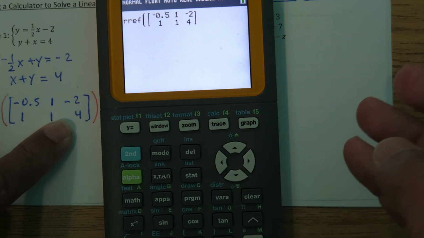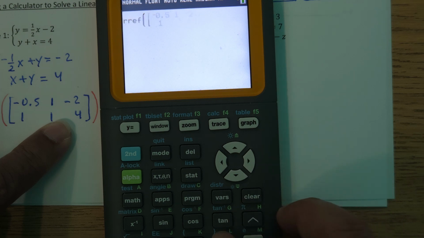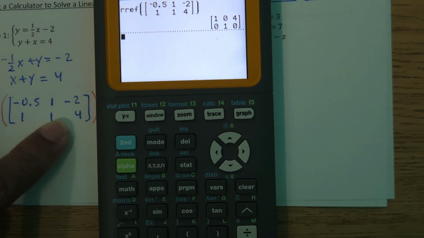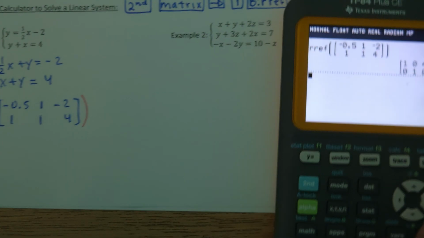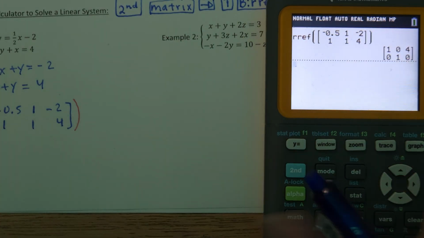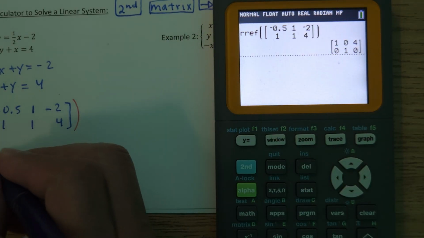So the calculator is going to know what I'm asking it to do. After this, I just press the enter key, and it gives me this matrix. This is the matrix that I got from the calculator. I'm going to copy it down and I'll explain.